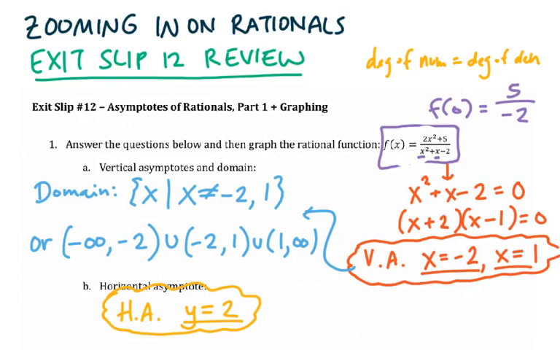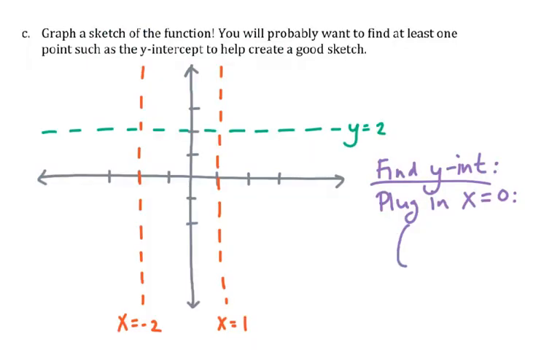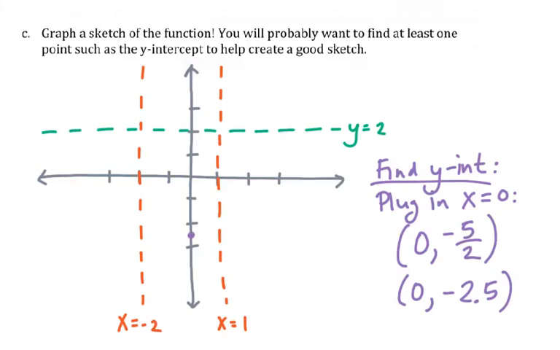So it looks like when we plug in 0 for x, we get back negative 5 halves. So 0, comma, negative 5 halves. Or if you prefer decimals, that's 0, comma, negative 2.5. So that gives us a good point to plot on our y-axis, so 0, comma, negative 2.5. But just that point by itself, again, is probably not quite enough to know what to do with the graph. So let's go ahead and work on finding another point or two.